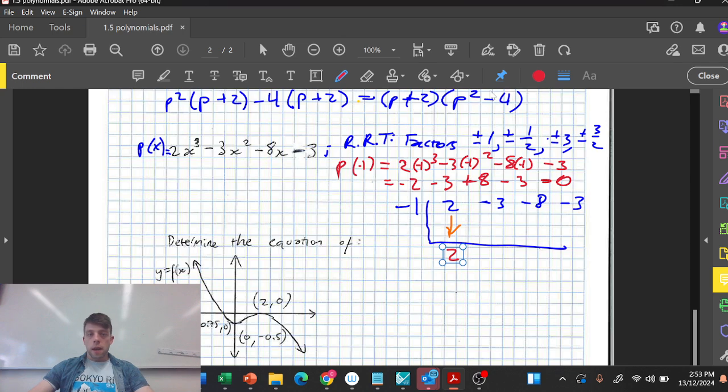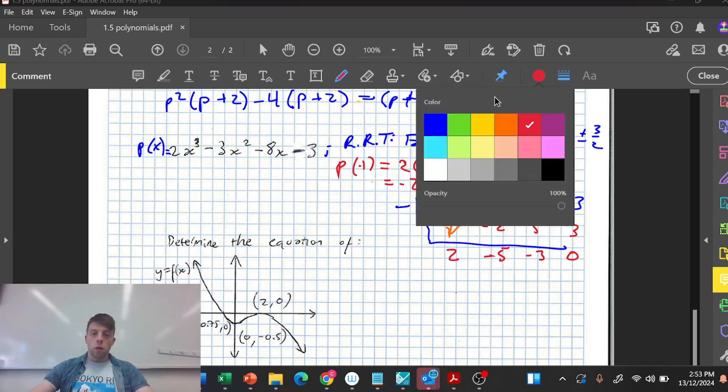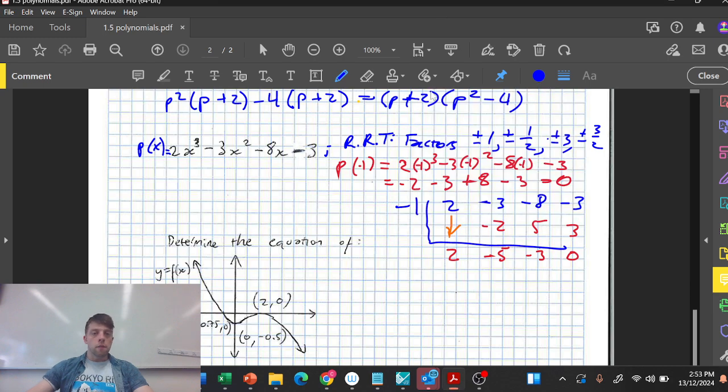We take the number out the front here, the factor that we found, -1 times 2, that's equal to -2, and then I add up these. I've got -3 plus -2, that's equal to -5. Then I go -1 times -5, that's equal to +5. Then we have -8 plus 5, which is equal to -3. Then I go -1 times -3, that's equal to 3. -3 plus 3 is equal to 0. So the remainder is 0. That's what we want. That is a good thing. Good news for us. It means that we did everything correctly.